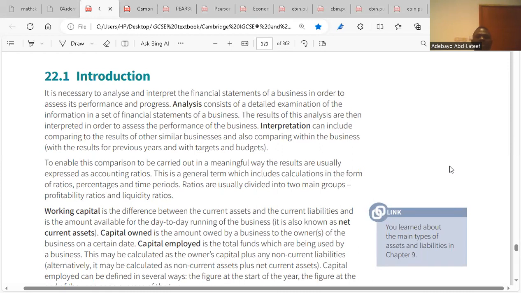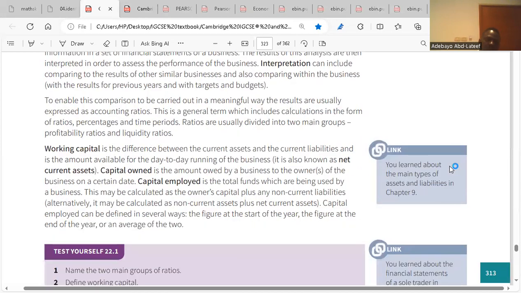To enable this comparison to be carried out in a meaningful way, the results are usually expressed as accounting ratios. This is a general term which includes calculations in the form of ratios, percentages, and time periods. Ratios are usually divided into two main groups: profitability ratios and liquidity ratios. For profitability ratios, we're talking about how profitable the business is. That means you're comparing the profit with other financial items within the business. And for liquidity, you want to know how much more or less cash you have.